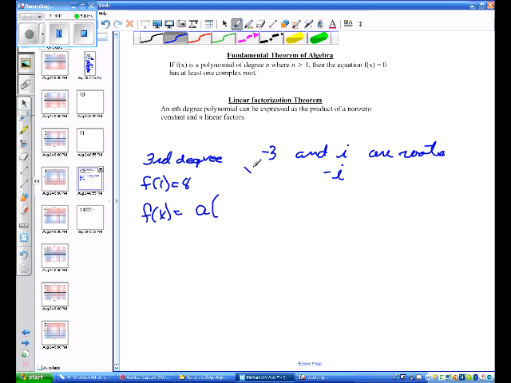So if these are the roots, that means x equals negative 3, so the factor would be x plus 3. We would add 3 to both sides and get x plus 3 equals 0. Remember, you set your factors equal to 0 to get your roots. So we're wanting to go back to the factors. And x plus i and x minus i. These would be our factors. So we've expressed it as the product of a non-zero number and the factors. Now we want to come up with the equation.